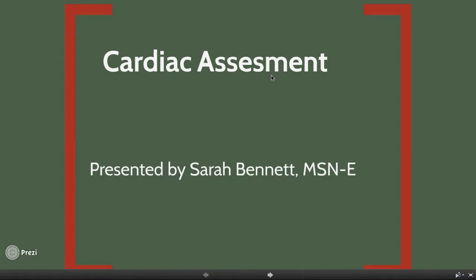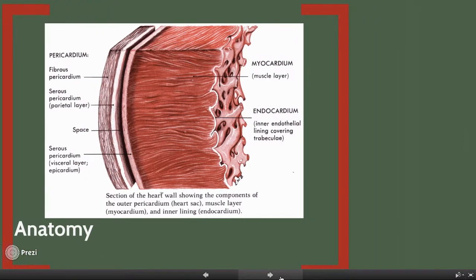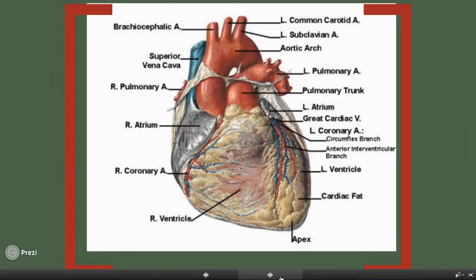Cardiac assessment. This presentation is going to go over some key components of Chapter 29. The heart has a sac-like layer called the pericardium, in which the heart snugly fits inside. The wall itself has 3 distinctive layers. The heart is like a well-oiled, electrically primed pump with many moving parts.